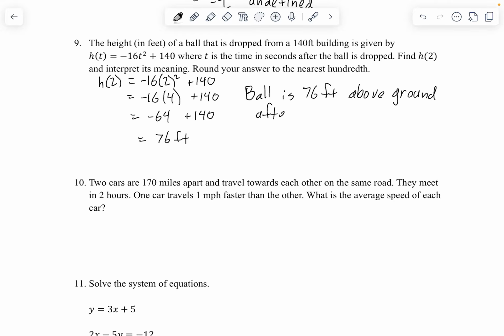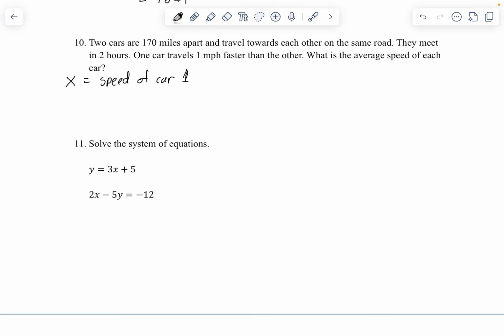For this, we will define 2 variables. Well, really just 1 variable, but we'll define x as the speed of the first car. We'll say speed of car 1. That means the speed of the second car is actually going to be x plus 1, right? Because the other car travels 1 mile per hour faster than the other car. We'll say this is the speed of car 2.